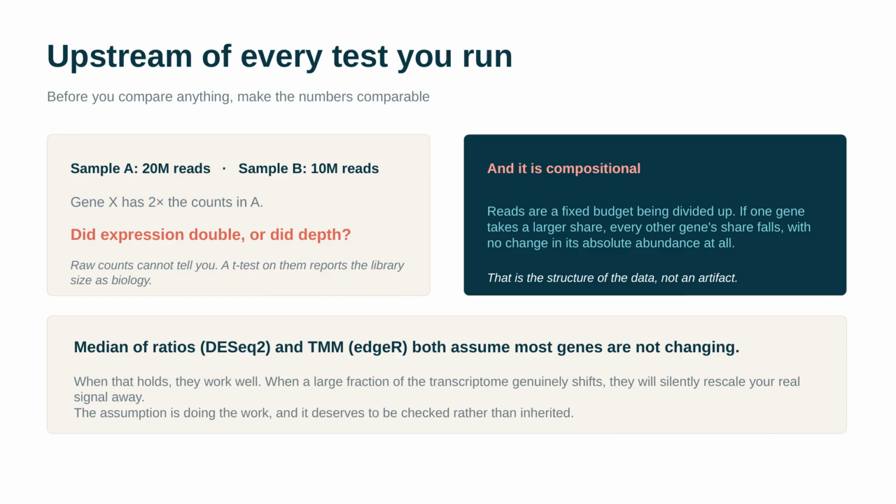Median of ratios in DESeq2 and TMM in edgeR both assume most genes are not changing, and use that assumption to find the scaling factor. When that assumption holds, they work well. When it does not, for instance in a comparison where a large fraction of the transcriptome genuinely shifts, they will silently rescale your real signal away. But that assumption is doing the work, and it deserves to be checked rather than inherited.